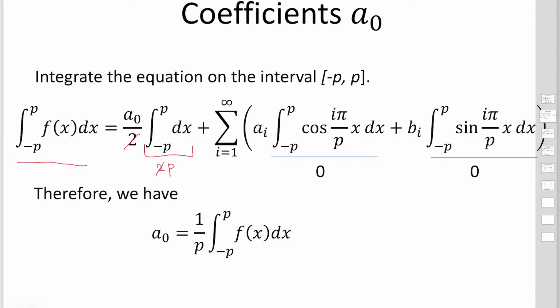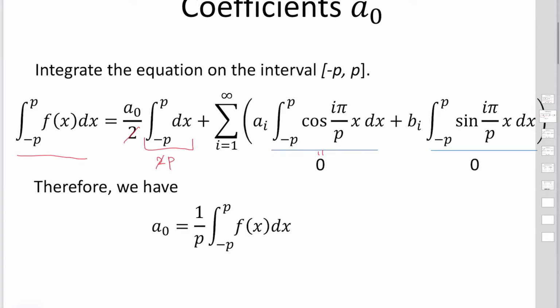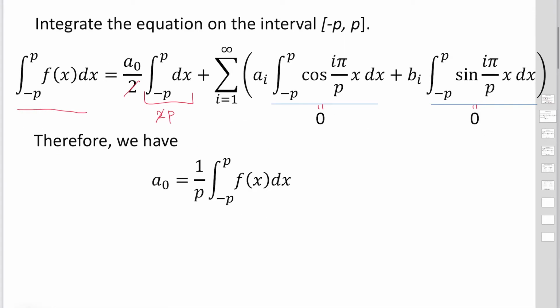If you integrate the cosine functions from minus p to p, it becomes 0. And the sine function also becomes 0. From this expression, we discover that a sub 0 can be calculated as 1 over p, integral from minus p to p of f(x) dx. This is how to calculate a sub 0.